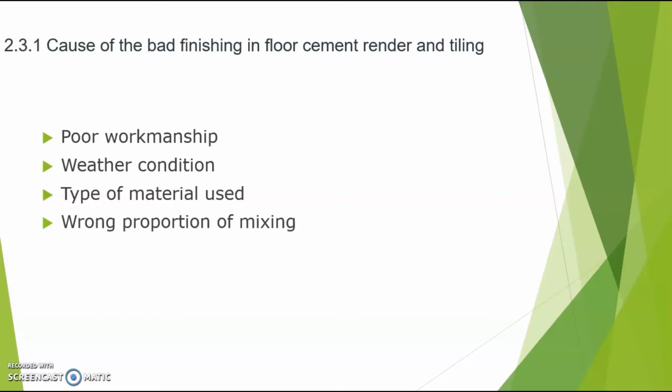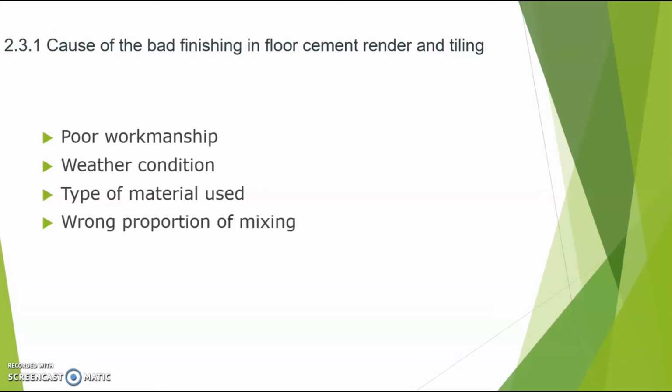The third cause will be the type of material used. For example, the type of sand used must have a fine texture. Coarse sand can only be used in the base layer, while the top layer should use fine sand. Fine sand will make the surface of the render smoother. The second material is lime. Lime makes the render self-rendering and self-curing. Choosing the right lime will enhance the bonding of cement and help it set and cure effectively.